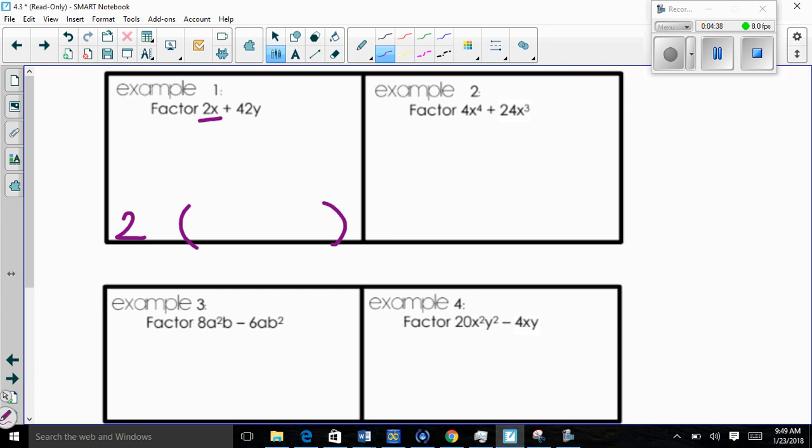I'm writing out all the numbers for this lesson. Now, do they share any letters? No. So we can't put that in our GCF. Now divide. What's 2 divided by 2? 1. And what's left over? X. Plus, that's a plus sign. What's 42 divided by 2? 21. And what's left over? 1. That's my answer.